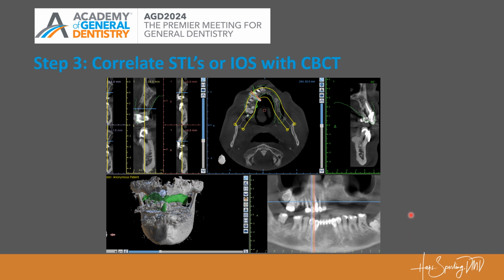After we have our records and a scan and an STL, we're going to correlate, we're going to import our STL model into our CBCT, and we're going to correlate the image of the teeth and the gums with the bone of the patient. And this is done in the BlueSkyBio software. I like to use this BlueSky program. It's an excellent, excellent program.